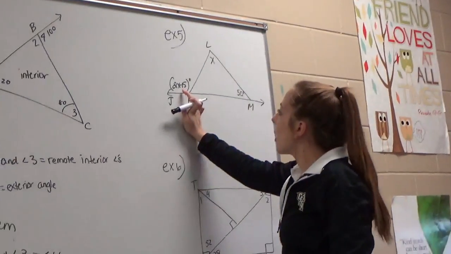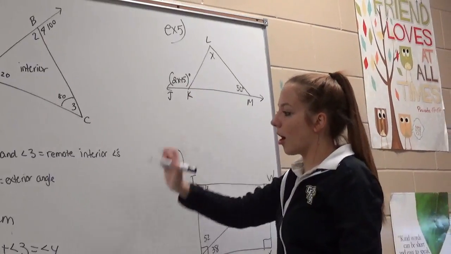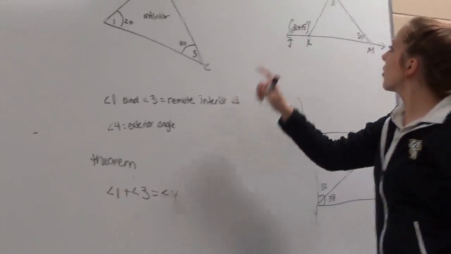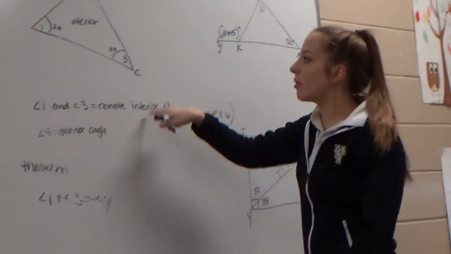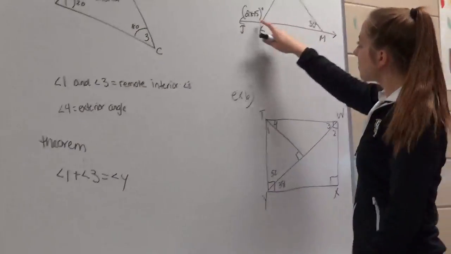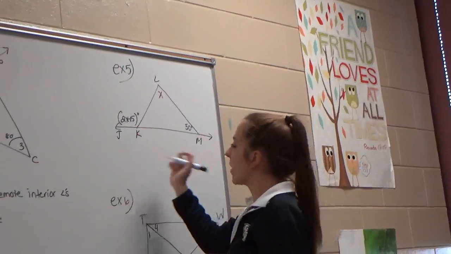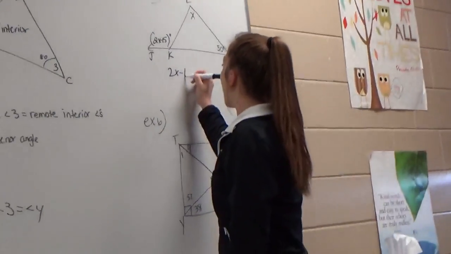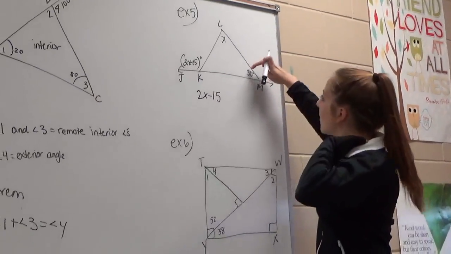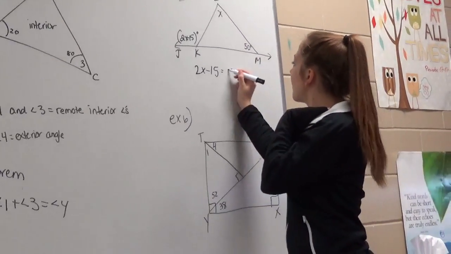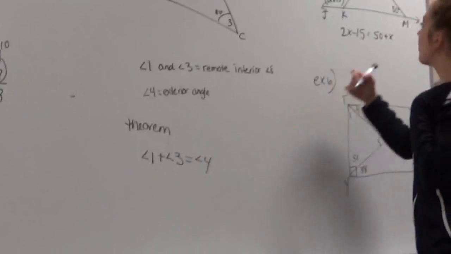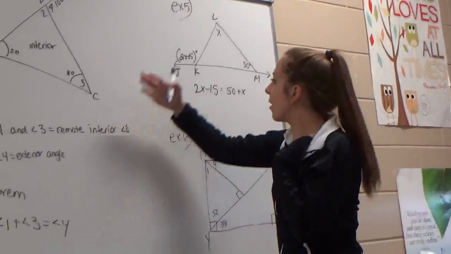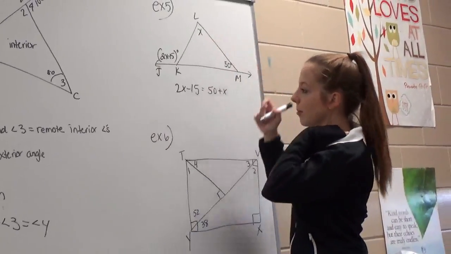So we have 2x minus 15, which is our exterior angle. You can see that because it's on the outside, exterior. Remote interior are the angles on the inside. So that's our exterior, 2x minus 15. We have 50 and x. So 50 plus x equals, so angle 1 plus angle 3 equals angle 4. It's the same exact thing, just a little bit different.